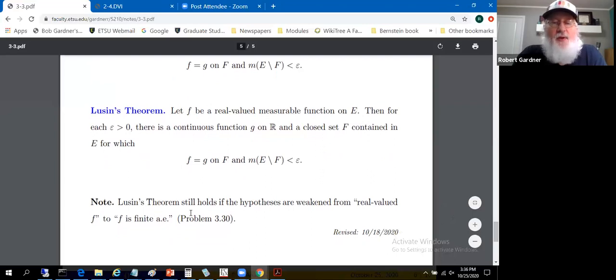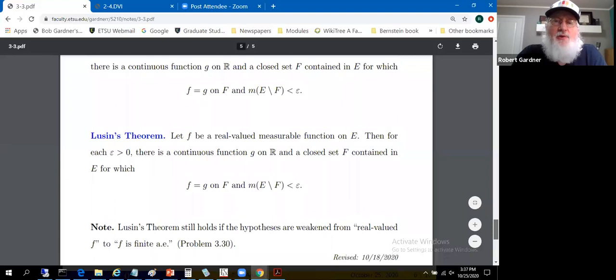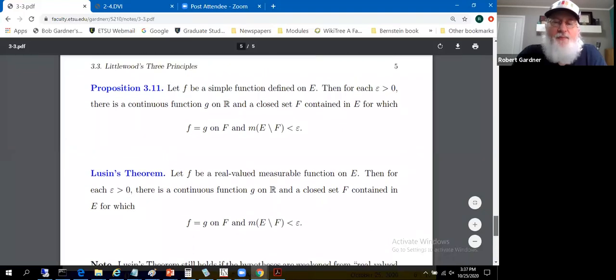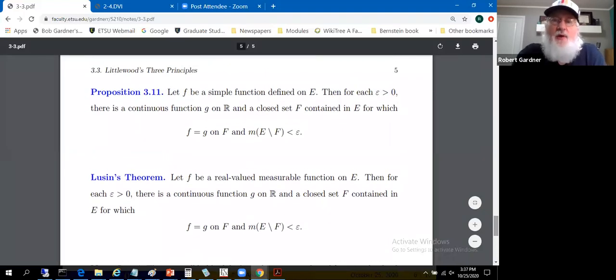An observation to wrap up the section is that Lusin's theorem holds if we weaken the hypotheses on this real valued thing to real valued almost everywhere, or finite almost everywhere. Another exercise. Again, it's a pretty weak generalization. I can usually throw the almost everywheres in with abandon in a lot of this stuff, and nothing much changes. We're talking about measures of sets, ultimately. Some things get messed up on a set of measure zero. That doesn't affect the measures of these sets.